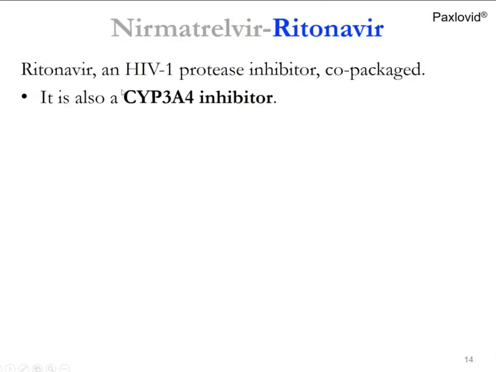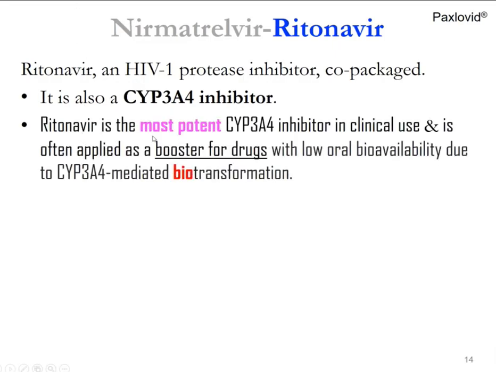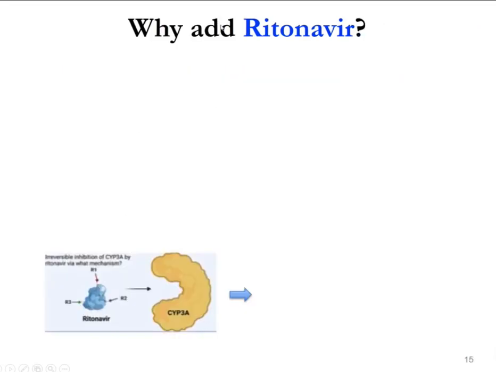Ritonavir is combined in this drug. It's like amoxicillin clavulanate; it comes as a combination. So it is also a CYP3A4 inhibitor. Ritonavir is the most potent CYP3A4 inhibitor in clinical use. It is often applied as a booster for drugs with low oral availability due to CYP3A4-mediated biotransformation. So it can inhibit CYP3A4. Ritonavir, CYP3A4 inhibitor, therefore you combine it with nirmatrelvir. Does that make sense? Okay, so this is the picture.